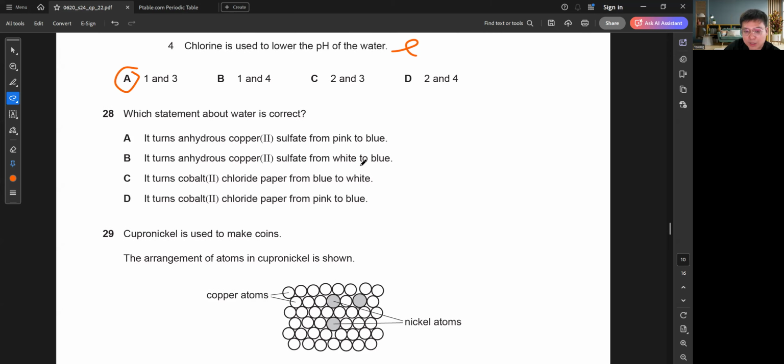Number 28, which statement about water is correct? This one you have to memorize. There are 2 things that we use to test for water: anhydrous copper sulfate and cobalt chloride. On top of that, students need to memorize how the color changes. So the only correct answer is this one, because it's copper sulfate, white to blue.